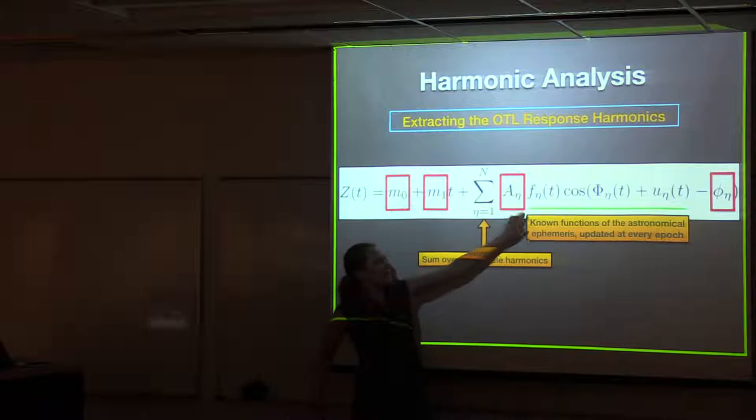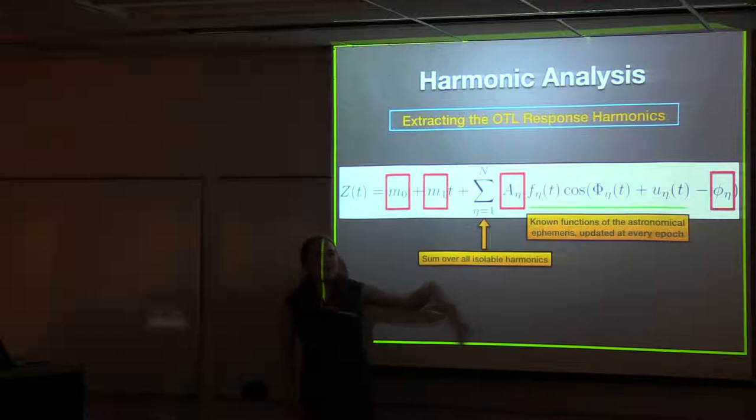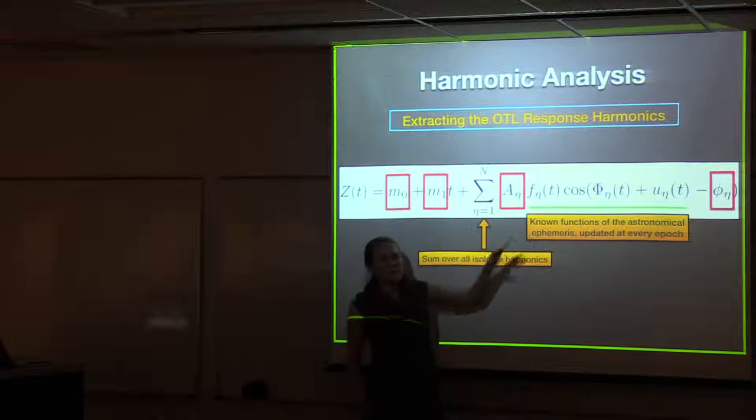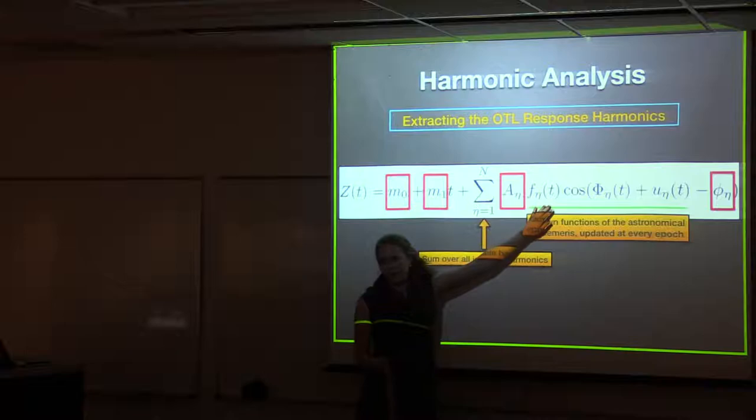And there's a lot of other information in here, but everything that's above the green line are known functions of the astronomical ephemeris. You can get this information from astronomical textbooks. We know where the position of the moon is relative to the Earth and where the sun is relative to the Earth to pretty high accuracy. And so all that's contained within these terms.